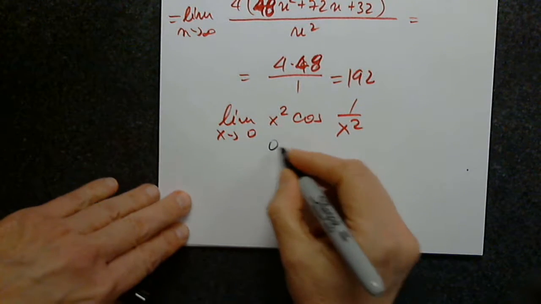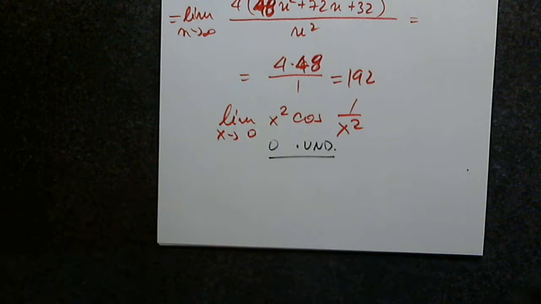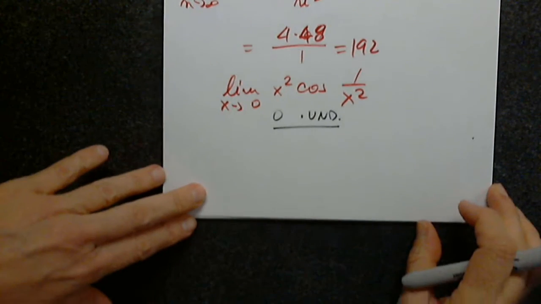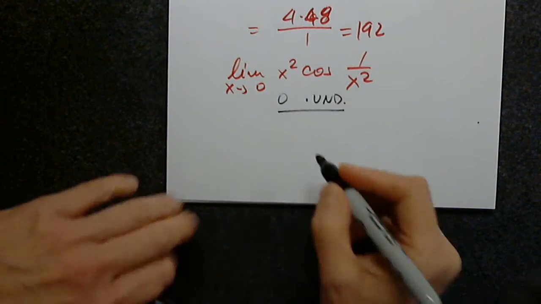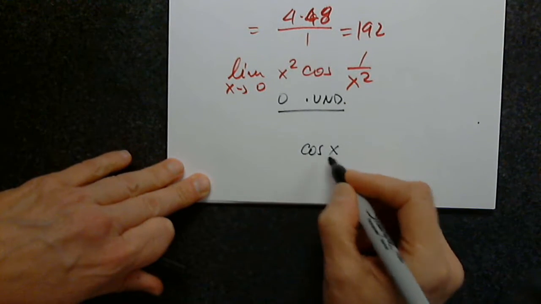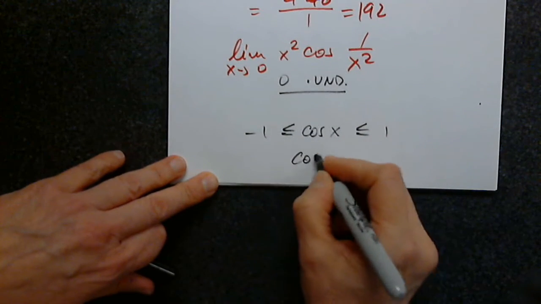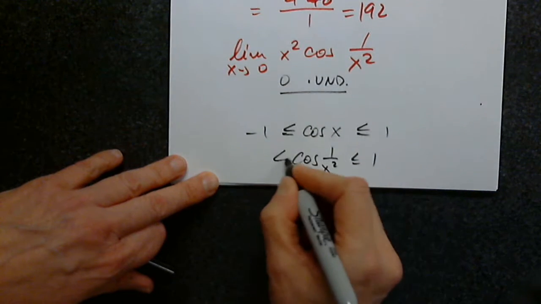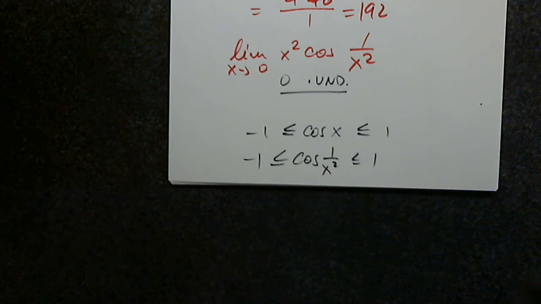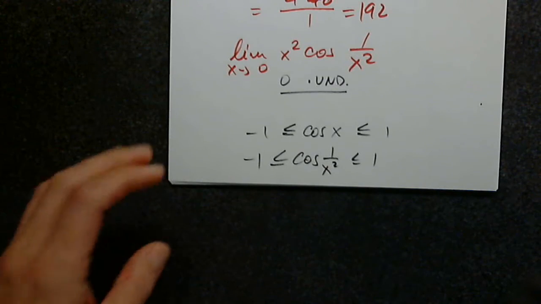So this is 0, and this is undefined. It's not even infinity or 0 or anything like that. So I can't really use an indeterminate case here. Okay, so then I will say, fine, let's look at cosine. And I know that cosine x is a number between -1 and 1. And so will cosine 1 over x squared. Cosine of anything must be a number between -1 and 1.